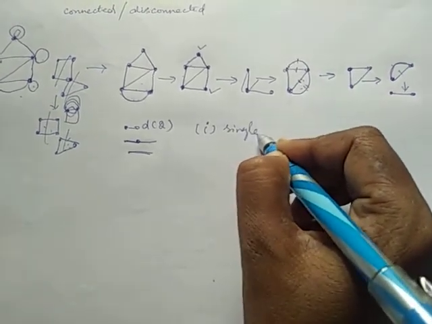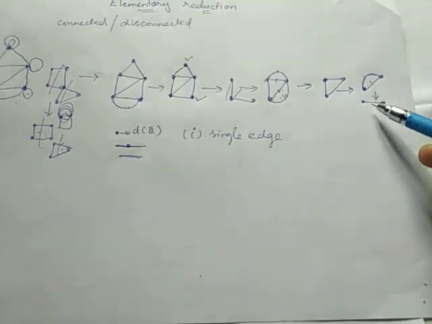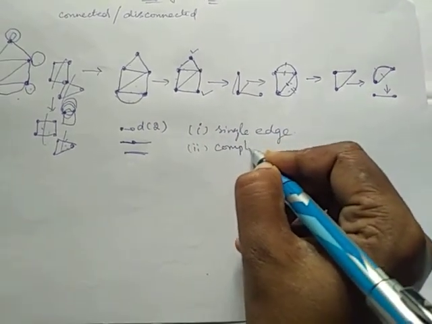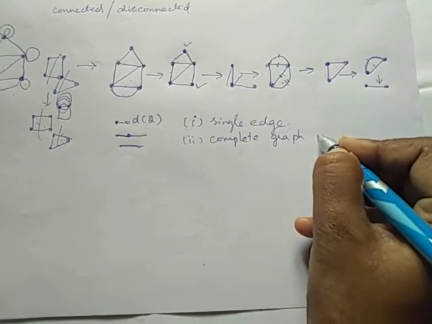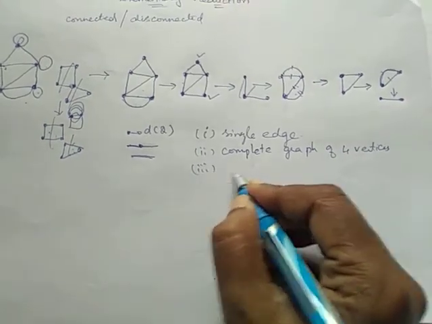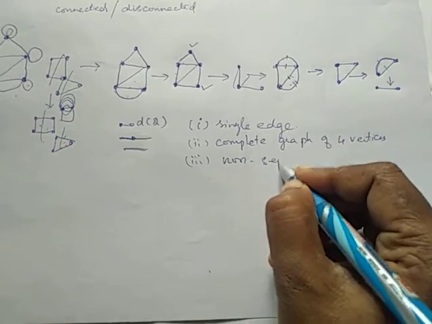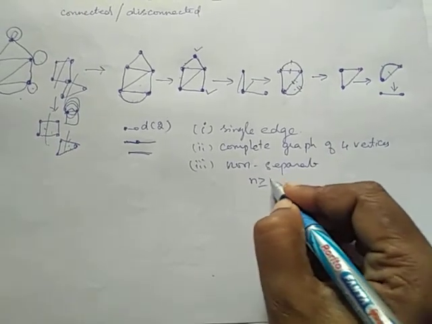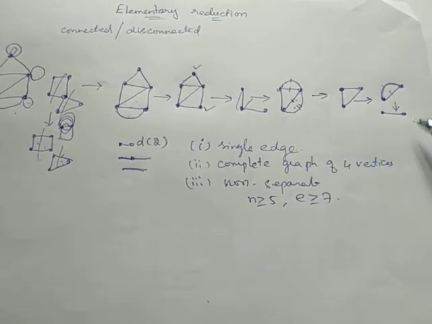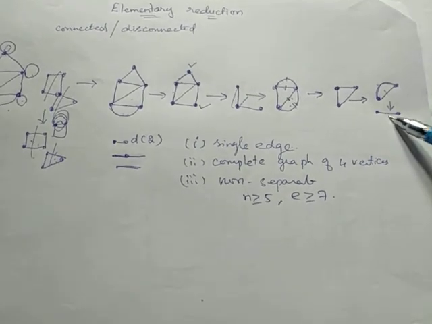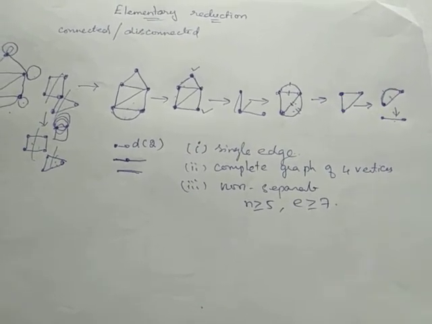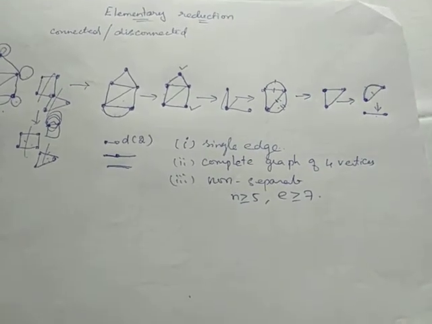Finally, after applying the elementary reduction process, we will be left with a single edge, as in this case, or we will be left with a complete graph of 4 vertices, or we will be left with a non-separable graph with n greater than or equal to 5 and e greater than or equal to 7. Only 3 possibilities.